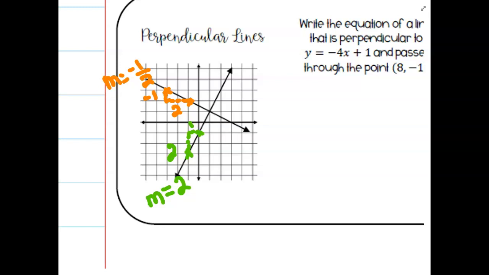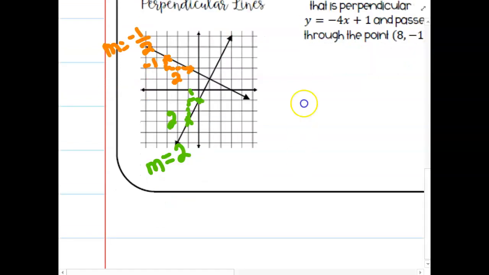What's one thing you notice about these lines? That's interesting. You mean, so like 2 and 1/2? So like if one was 4, the other one would be 1/4. One was 5, the other would be 1/5. Yeah. And it would be the opposite sign. See that? So if this is -1/2, you're going to flip the fraction and flip the sign.